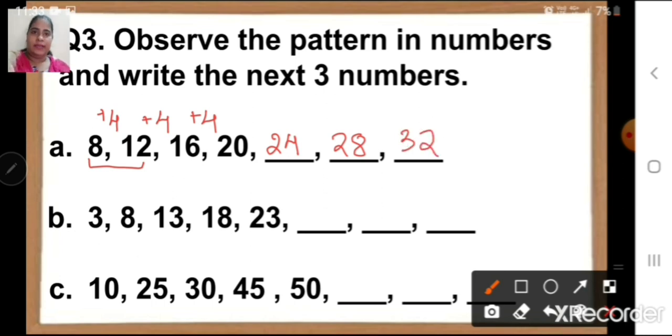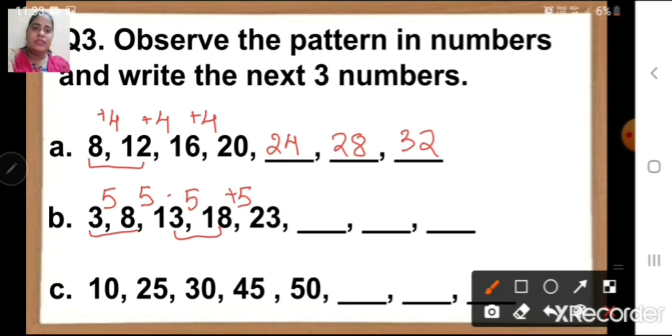Okay, so this is the pattern plus 4. The next one is 3, 8, 13, 18 and 23. Again the numbers are increasing. Okay, let us find out by how much. 3, after 3, 4, 5, 6, 7, 8. It is 5 numbers. Okay, 8 to 13, 9, 10, 11, 12, 13. Again 5 numbers. 13 to 18, 14, 15, 16, 17, 18. 5 numbers. 18, after 18, 19, 20, 21, 22, 23. Again 5 numbers.